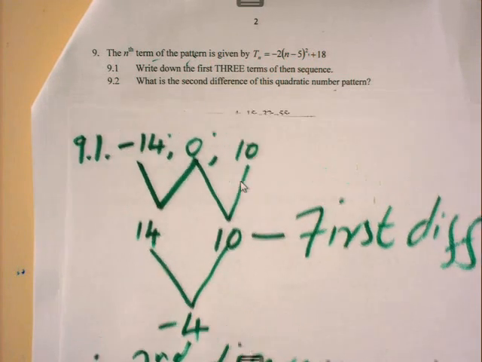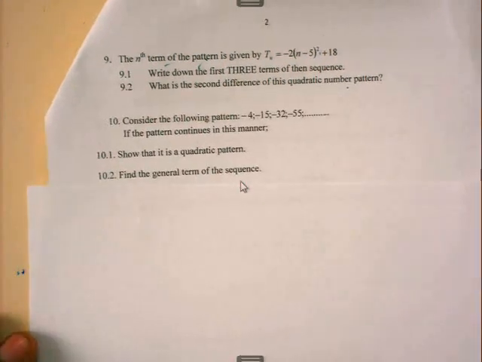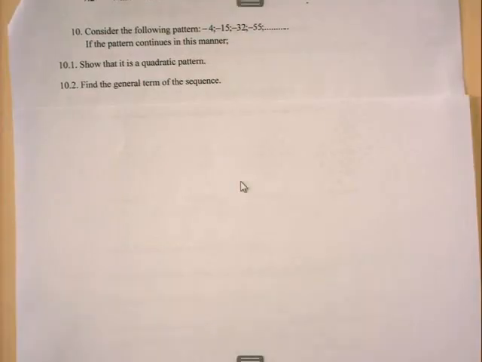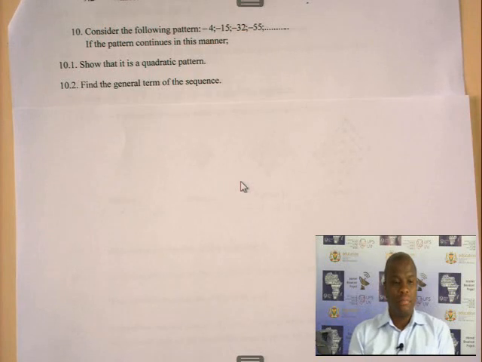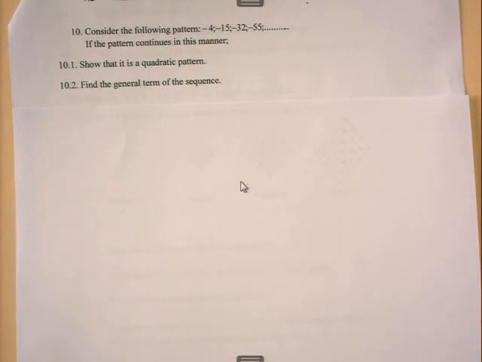Check the next question. Question number 10. Consider the pattern: minus 4, 15, minus 32, minus 55. If the pattern continues in this manner, show that it is a quadratic pattern. The question states, show that it is a quadratic pattern. And then 10.2, find the general term of the pattern.